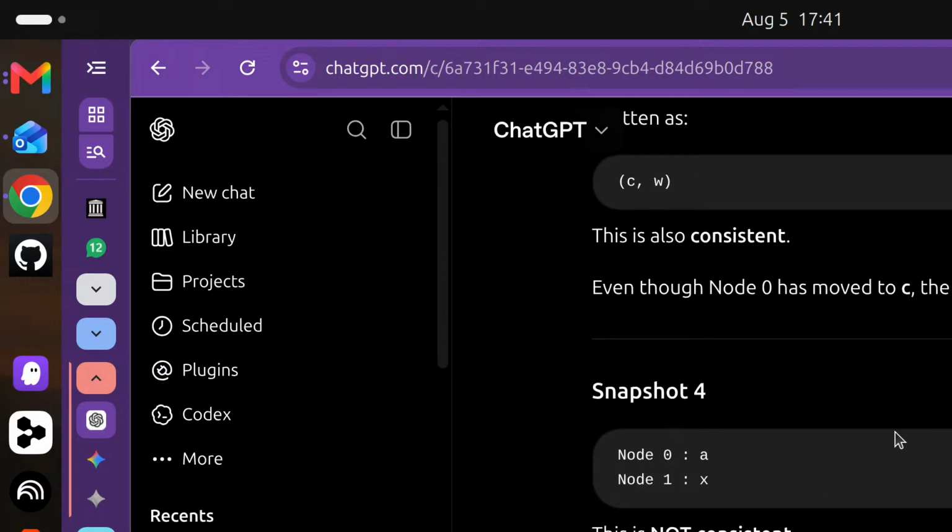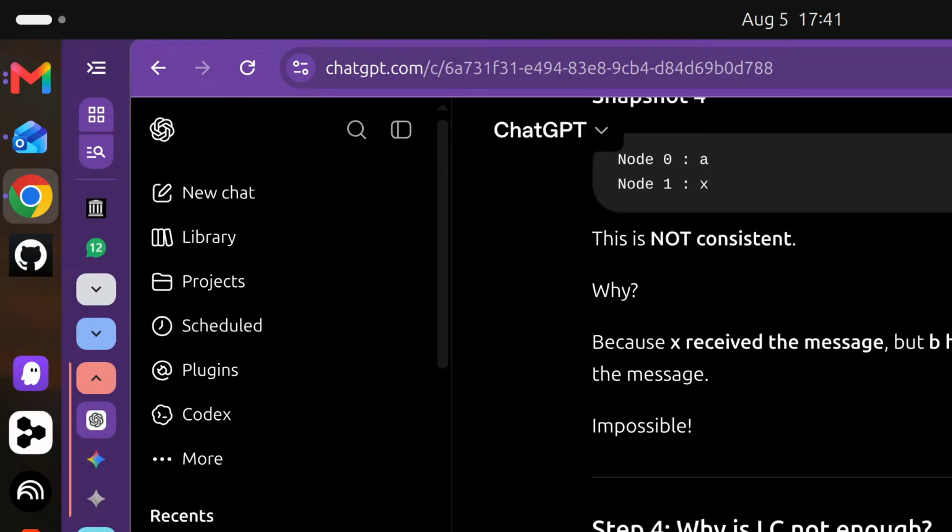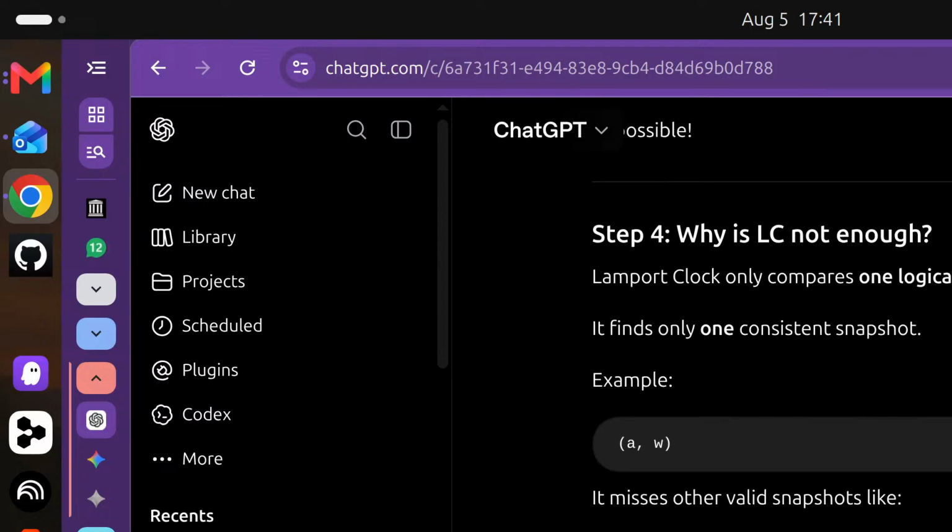Snapshot 4 is AX. A happened, so the message is not sent, but X received the message. This is not consistent, right? Because X received a message, but B hasn't happened yet, so nobody has sent the message. Impossible.